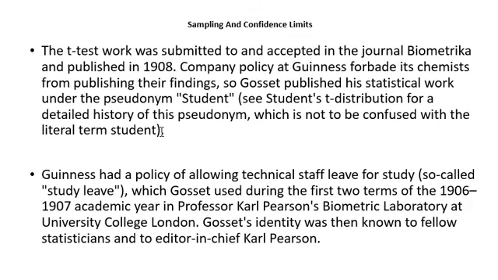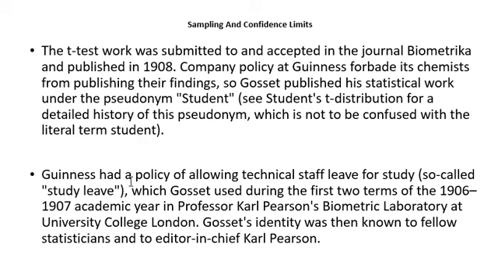Okay, so the t-test work was submitted to and accepted in that journal, Biometrika, and then published in 1908. The company policy at Guinness forbade its chemists from publishing their findings, so he published his statistical work under the pseudonym "Student." See the Student's t-distribution for the detailed history of this pseudonym, which is not to be confused with the literal term student. This is just a cover anyway.